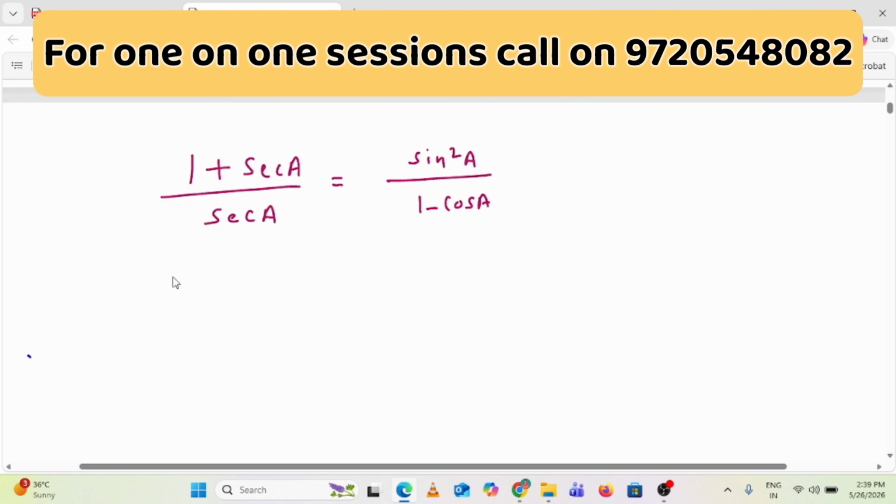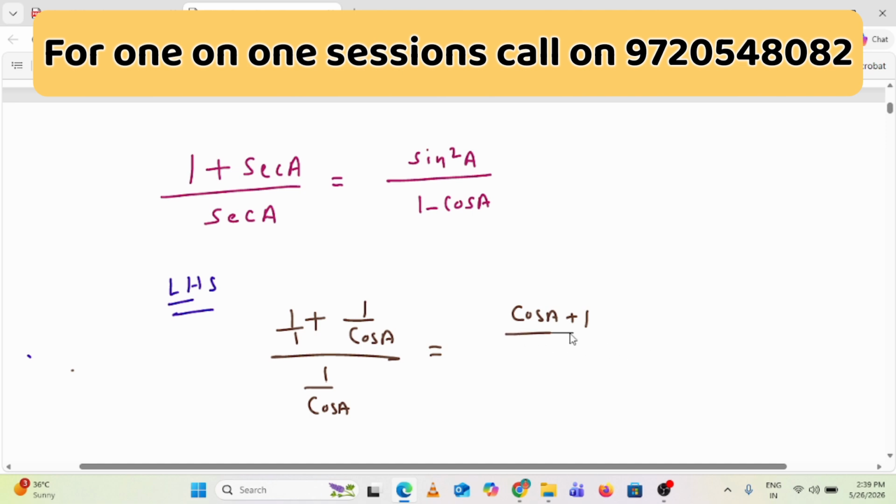So see, I'm talking about LHS. So here I can write 1 as it is and sec A as 1 upon cos A. Right, Neil? And this 1 upon cos A, when you simplify this, you will get cos A plus 1. I took LCM over there, okay? So cos A plus 1 upon cos A upon 1 upon cos A. This is whole upon.